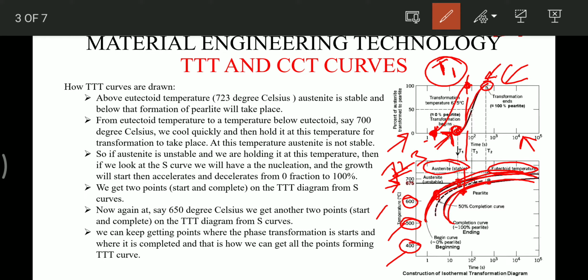So let's see what all things are present in TTT curves. One more thing is that we don't only get the start and end points, we can also get the 50% line, or any percentage line in between from start to end.